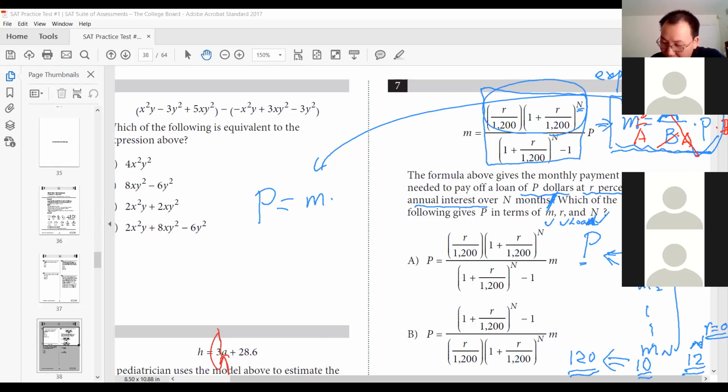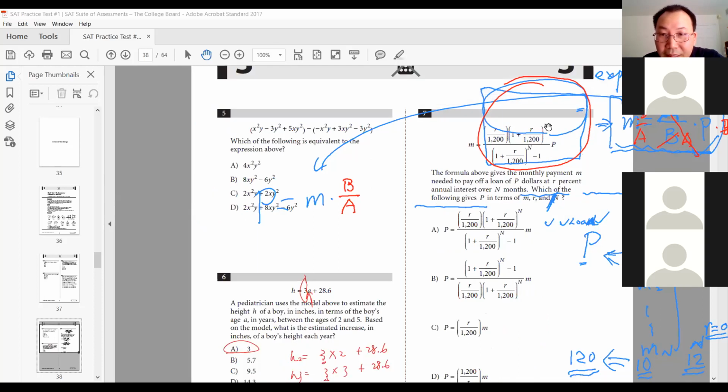Let me replace the left to the right. So the right part is P, the left part is M times B over A, right? So B is the denominator part, A is the numerator part, right? So actually, this one is flipped upside down, right? Let's go back to see what the choices are here. So we just need to flip over this part and change it. Looks complex, but we don't need to do anything additional, right?